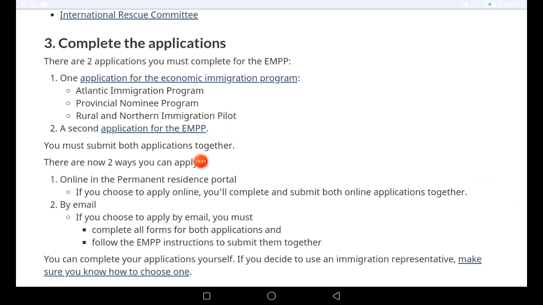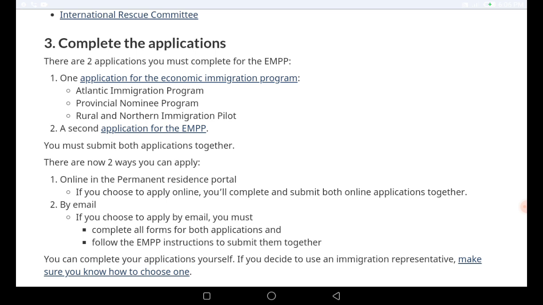There are now two ways you can apply. First, you can apply online in the permanent residence portal. If you choose to apply online, you will complete and submit both online applications together. Note that you must make sure you submit the application. If you fill in the information and you've not submitted, there's no way your information is going to be processed, so you have to make sure you click on submit when you are done.